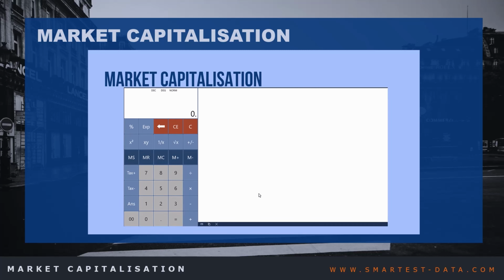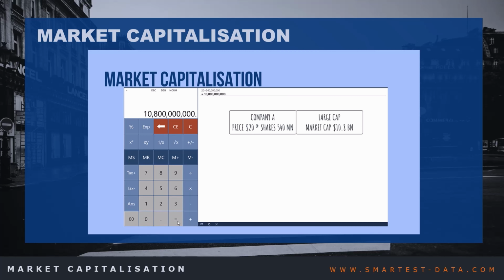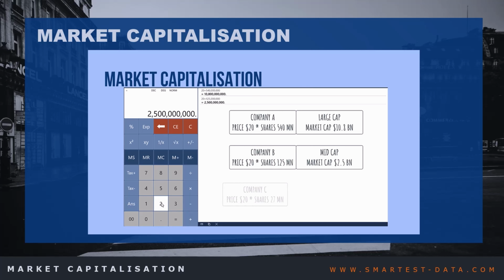Okay, so let's do some quick calculations based on the market cap formula, the number of shares times the share price. I'm going to do three calculations here. All these shares are listed at the current share price of $20. So the variant is the number of shares. Let's take a quick look. So $20 times 540 million shares equals 10.8 billion. Clearly a large cap company. Next example, $20 times 125 million shares equals a market cap of 2.5 billion, a mid-sized cap company. Next example, $20 times 27 million shares equals a market cap of 540 million, a small cap company.